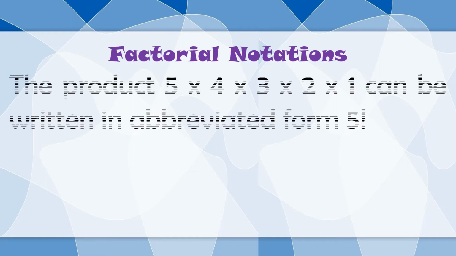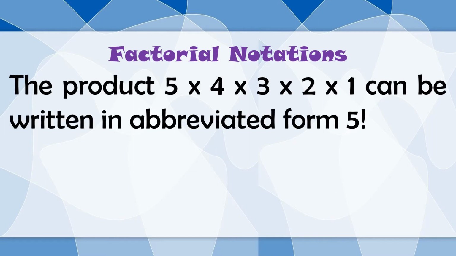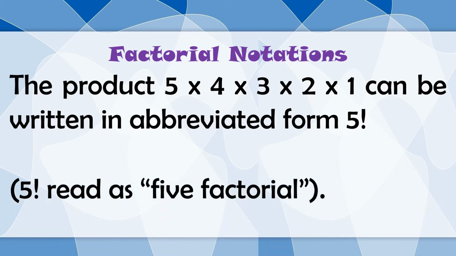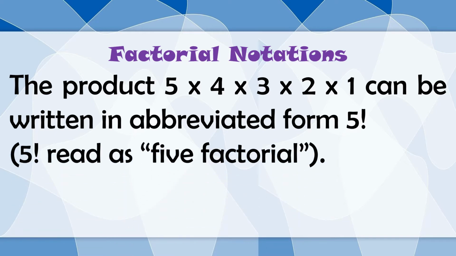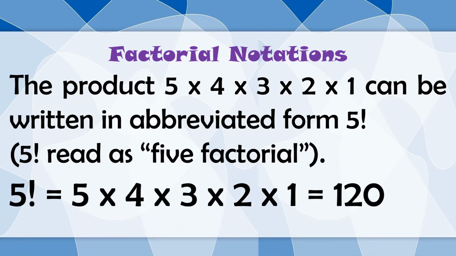Factorial notations. The product 5 times 4 times 3 times 2 times 1 can be written in abbreviated form as 5 factorial. The symbol 5 exclamation point is read as 5 factorial. So we need to start at 5, and from the definition, it is decreasing whole numbers, so it will go 5 times 4 times 3 times 2 times 1, and the answer is 120.